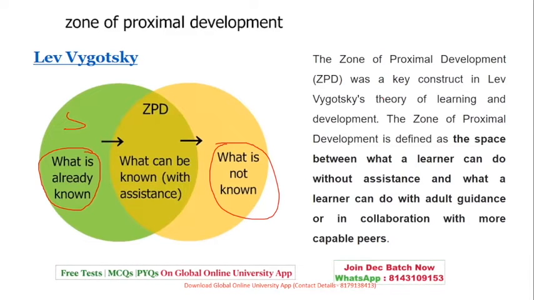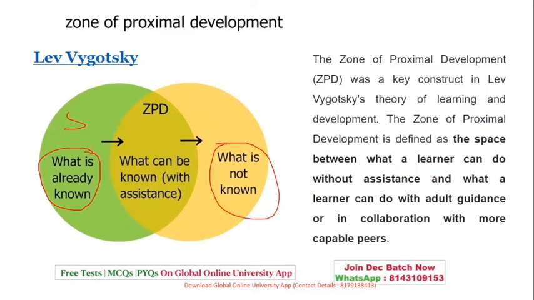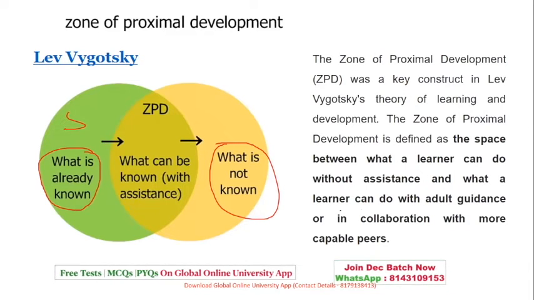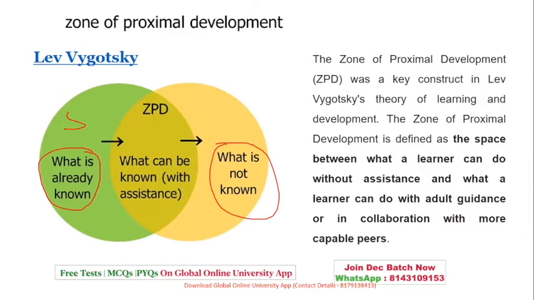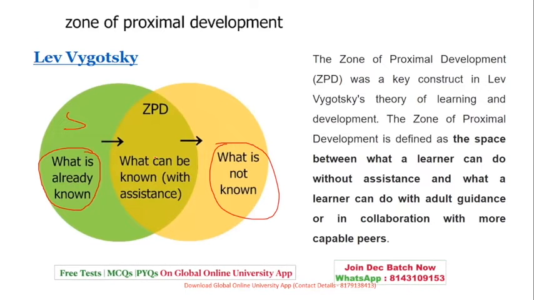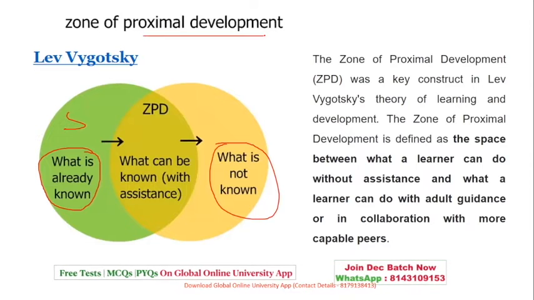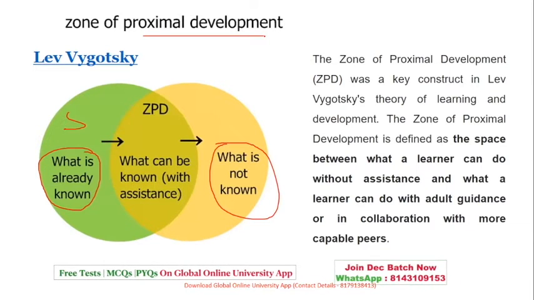So it is a key construct theory of learning, which defines the space between what a learner can do without the assistance, and what a learner can do with the guidance or in collaboration with capable peers. So, for example, not only with teachers but also with the peers, that is the classmates. So that zone is called the zone of proximal development. That is, it's a process of learning.